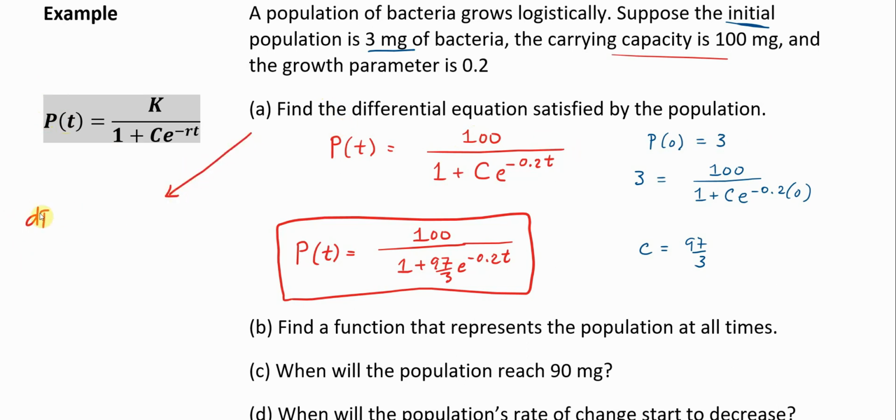Remember that the derivative with respect to time is equal to the growth rate times P times 1 minus P over the carrying capacity. So in other words, if I were to solve this differential equation, I would get this function. So that takes care of part A and part B.